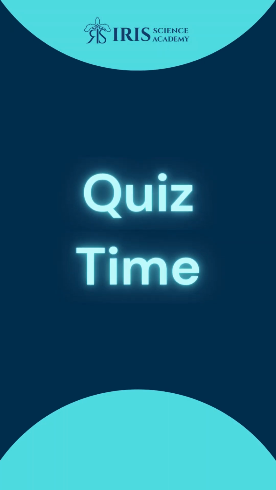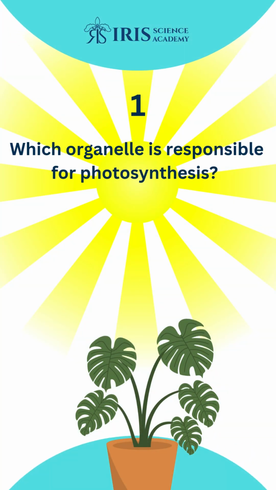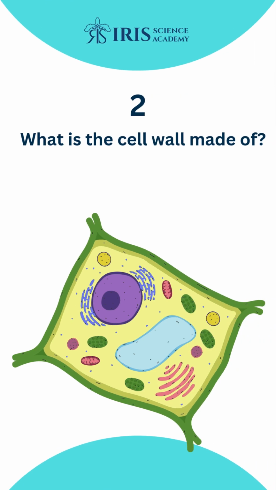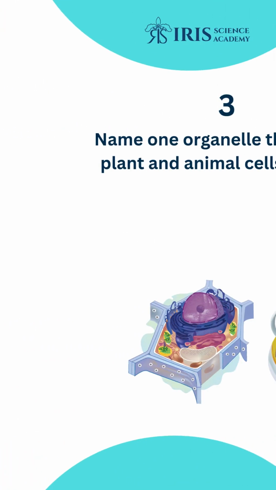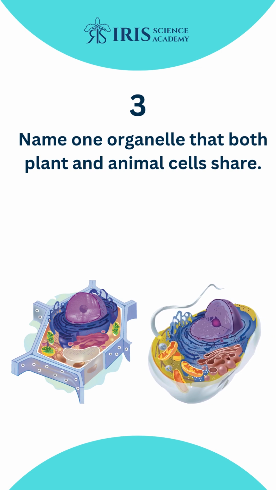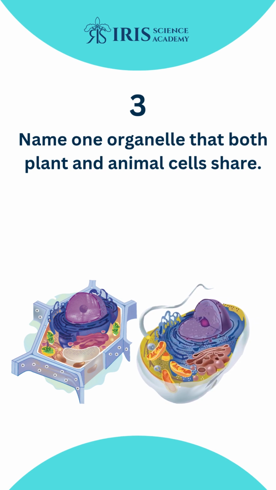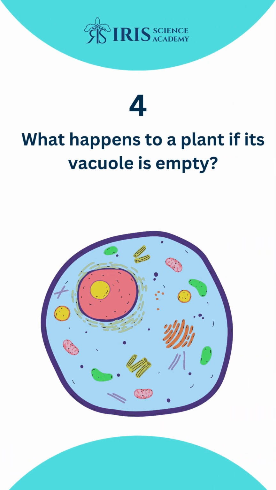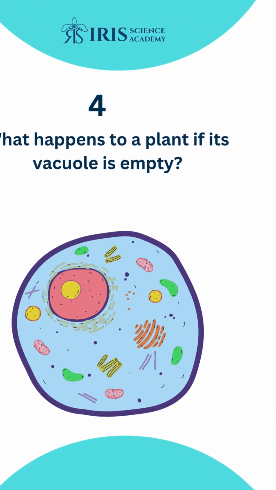Quiz time. Let's see how well you've been paying attention. Answer these questions. 1. Which organelle is responsible for photosynthesis? 2. What is the cell wall made of? 3. Name one organelle that both plant and animal cells share. Nucleus, mitochondria, etc. 4. What happens to a plant if its vacuole is empty?